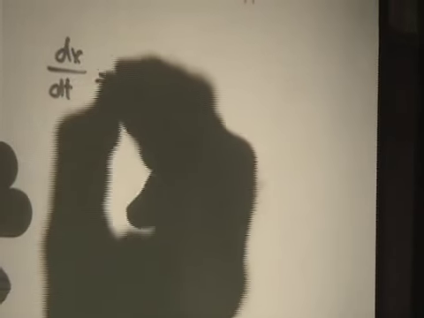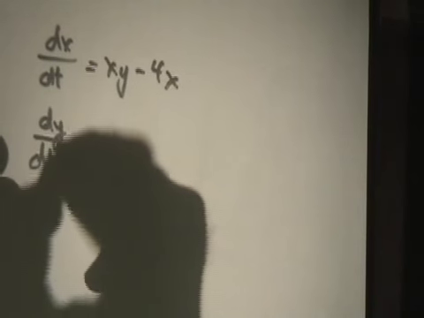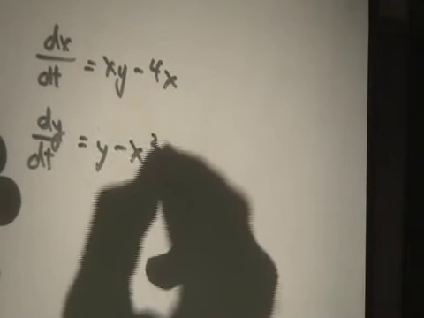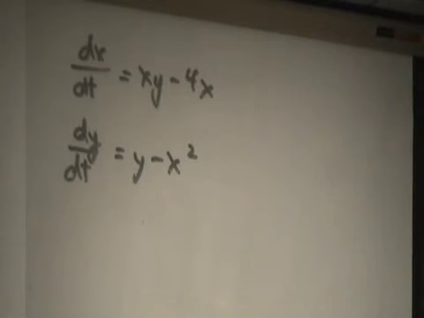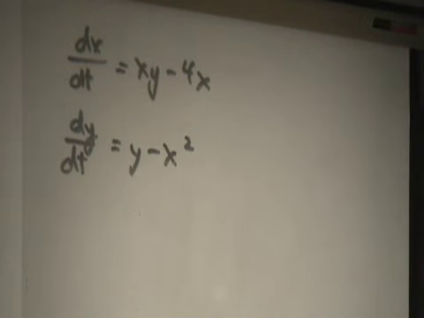dx/dt equals xy minus 4x, and dy/dt equals y minus x squared. And we're going to linearize the right-hand side. What does that mean? Well, it's easiest to understand if you linearize near the origin, especially if the origin, like it is for us in this example, happens to be an equilibrium point. How you linearize near the origin, which is an equilibrium point here, is you just get rid of all the nonlinear terms.